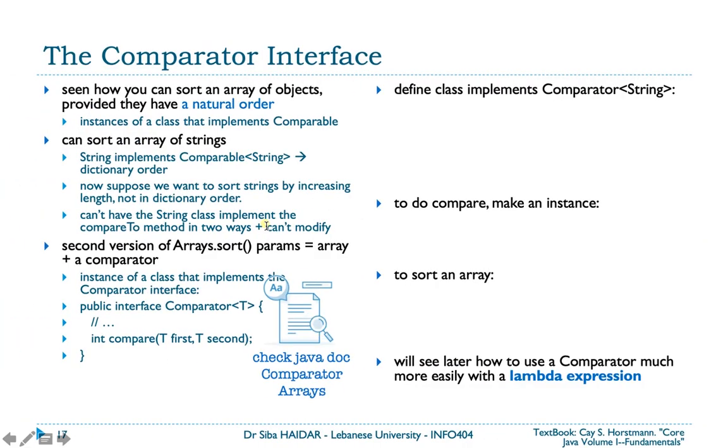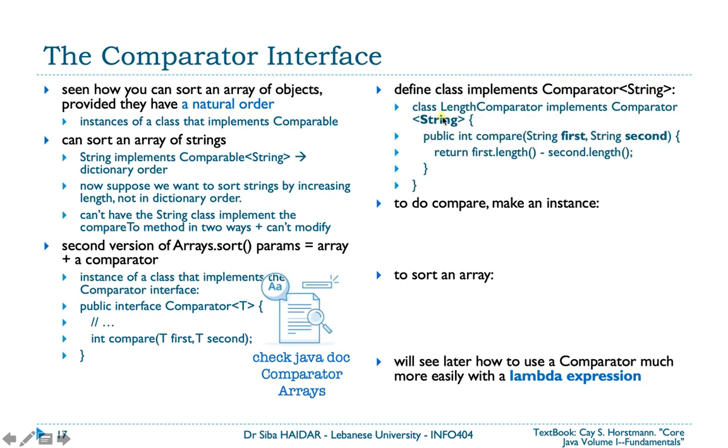So let's continue in our example and define a class which implements the Comparator of String this time. And inside this class, we will define the compare method, which will compare only the lengths of these two given strings, first and second. And to do compare now, we just have to create an instance of this class. We create var comp equals new LengthComparator constructor, and then we use this length comparator, over which we can invoke compare.